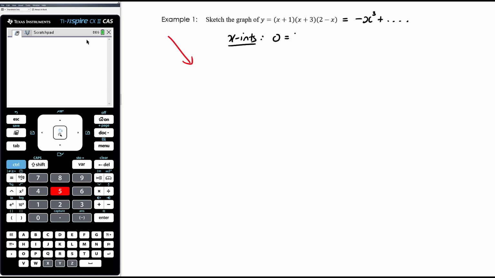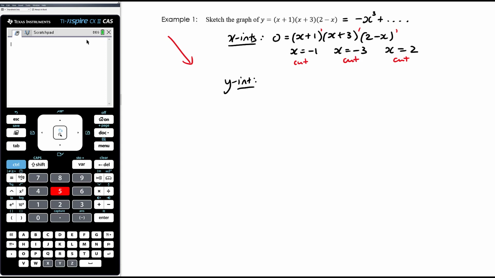If we look at finding our x-intercepts, we let y equal 0, and the Null Factor Law therefore tells us that x equals -1, x equals -3, and x equals 2 will be our 3 x-intercepts. The fact that they are all just linear factors, so to a power of 1, means that each of these is going to cut through the x-axis at those points. We're going to get sort of linear behaviour at those points. For our y-intercept, we let x equal 0, so we get y equals 1 times 3 times 2, and so that is 6.